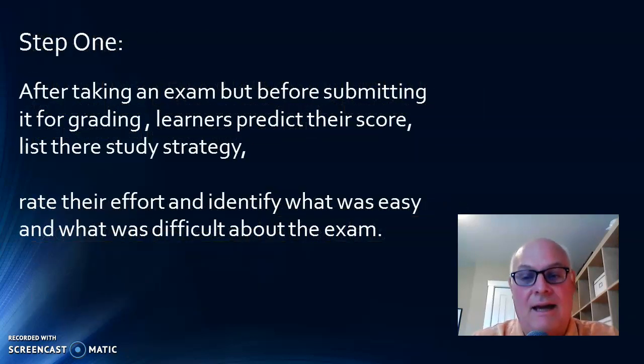Step 1. After taking an exam, but before submitting it for grading, learners predict their score, list their study strategy, rate their effort, and identify what was easy about and what was difficult about the exam they just took.